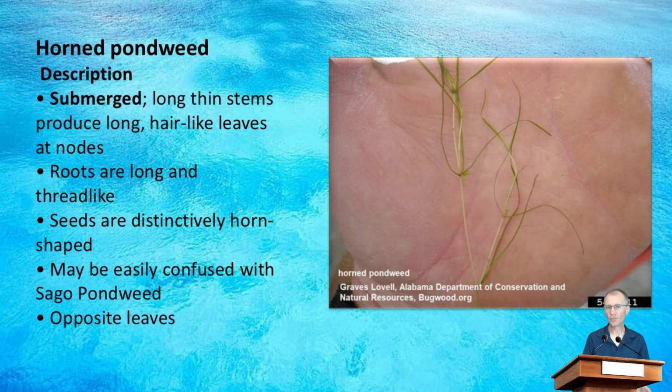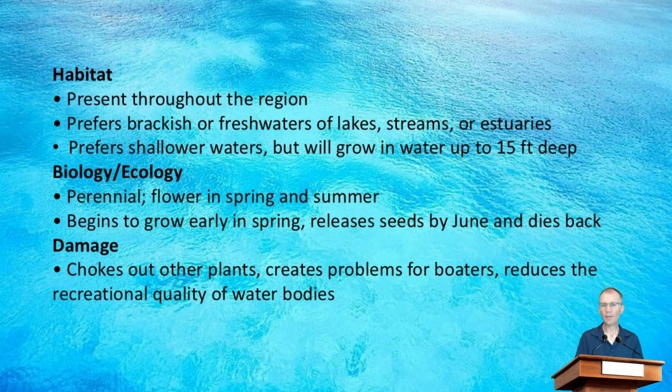Horned pondweed. Description: submerged. Long, thin stems produce long, hair-like leaves at nodes. Roots are long and thread-like. Seeds are distinctively horn-shaped. May be easily confused with sago pondweed, opposite leaves. Habitat: present throughout the region. Prefers brackish or fresh waters of lakes, streams, or estuaries. Prefers shallower waters but will grow in water up to 15 feet deep.